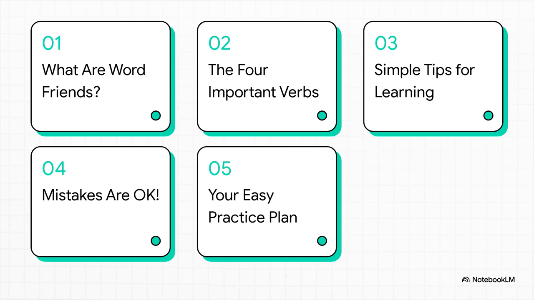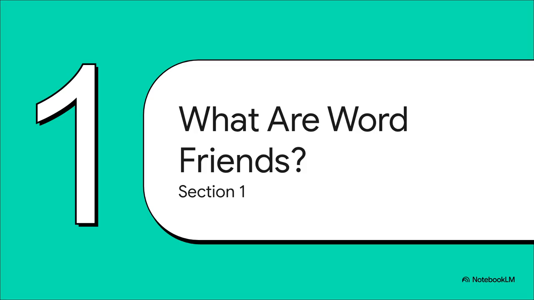All right, so here's our plan. First, we'll find out what these word friends actually are. Then, we'll look at 4 very important verbs you need to know. After that, I'll give you some simple tips for learning them. We'll also talk about why making mistakes is a good thing. And finally, I'll give you a super easy plan to practice. Okay, let's jump right into our first section.